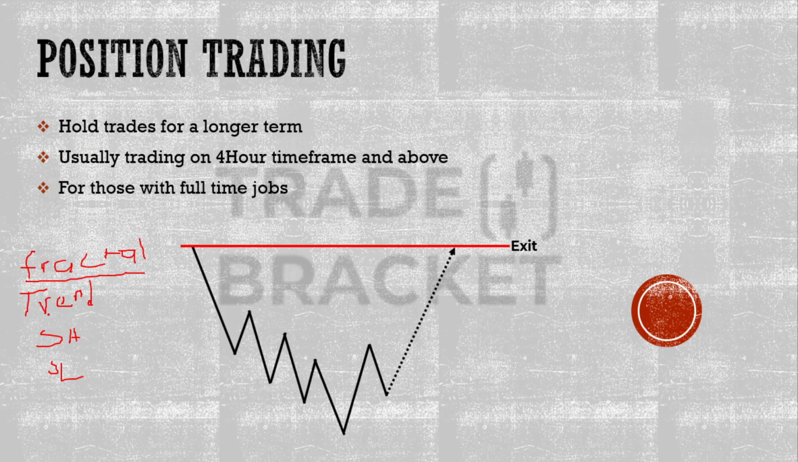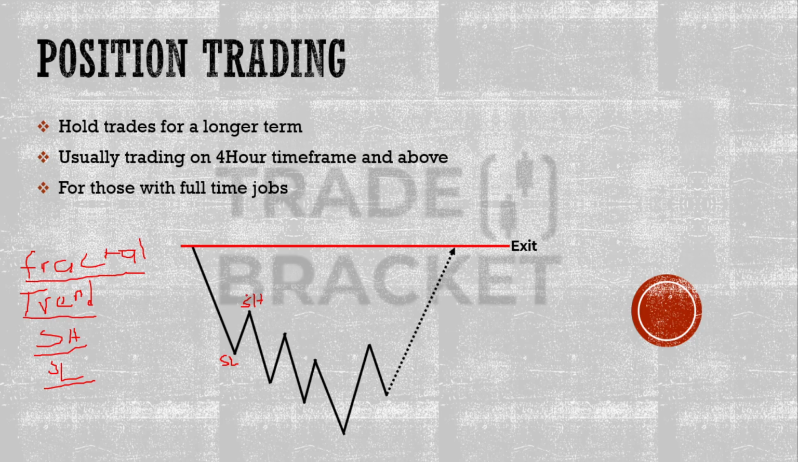Then the trend. In trading we have two different types of trends: we can either have an uptrend or a downtrend. In this case, this will be a downtrend because it's going down, as you can see. Then we also have what we call a swing high and a swing low. This right here will be our swing low, and this will be our swing high.